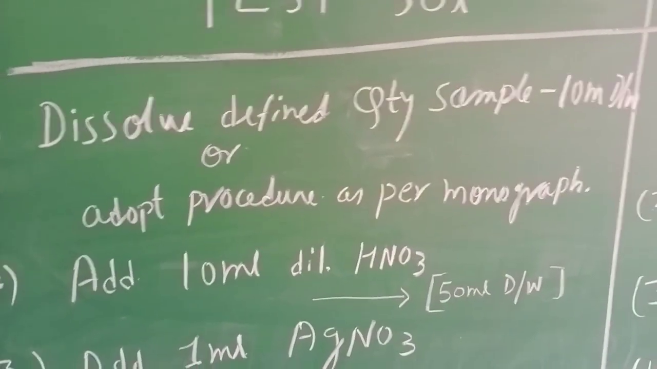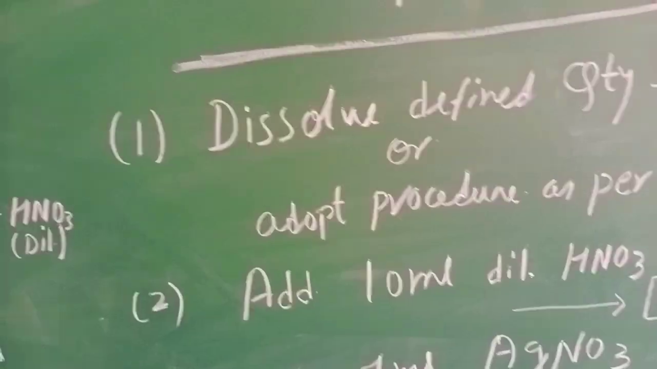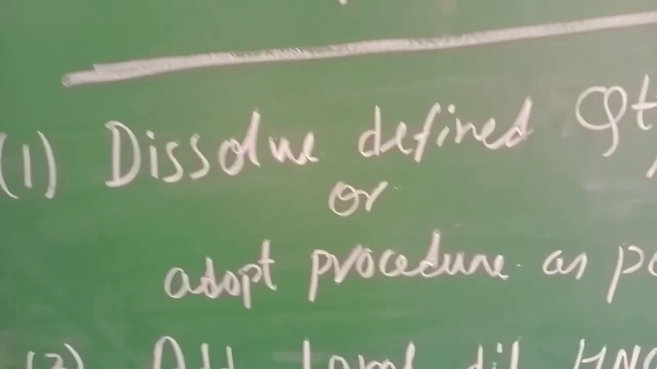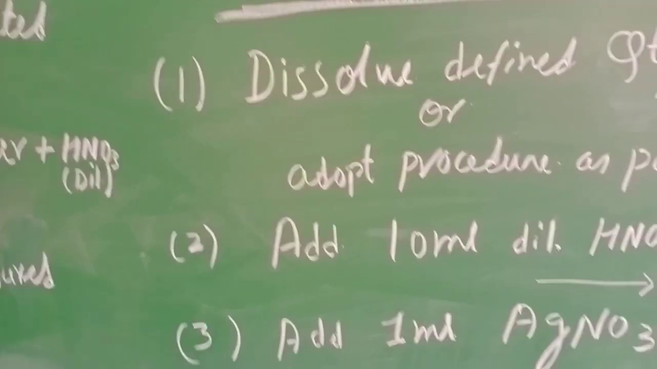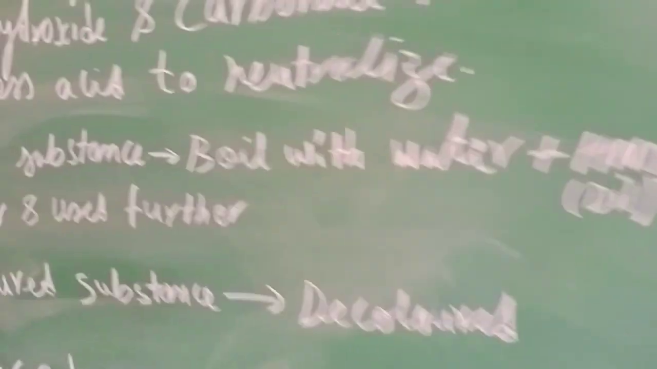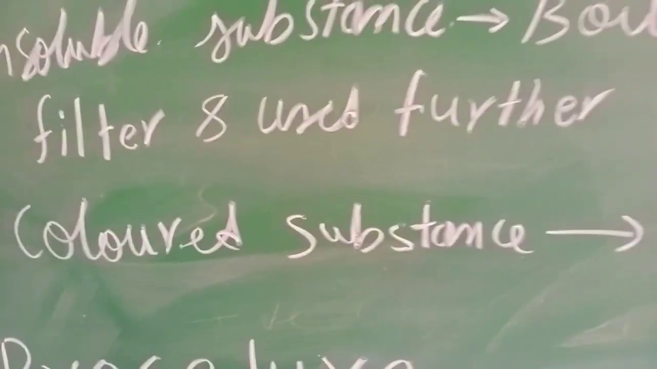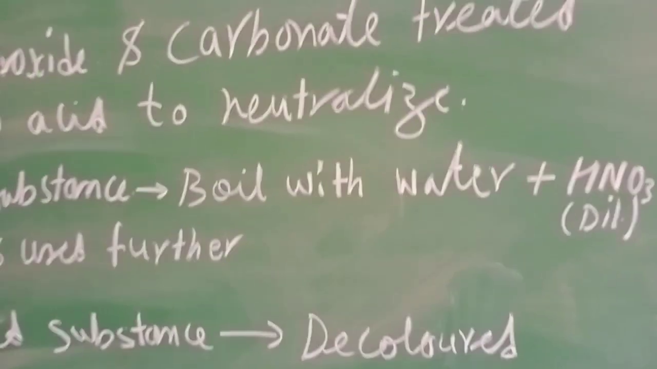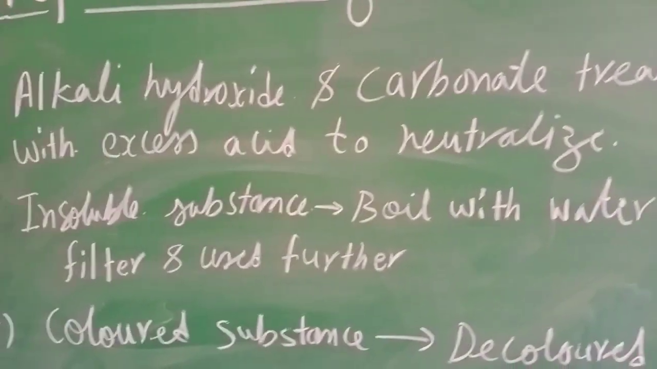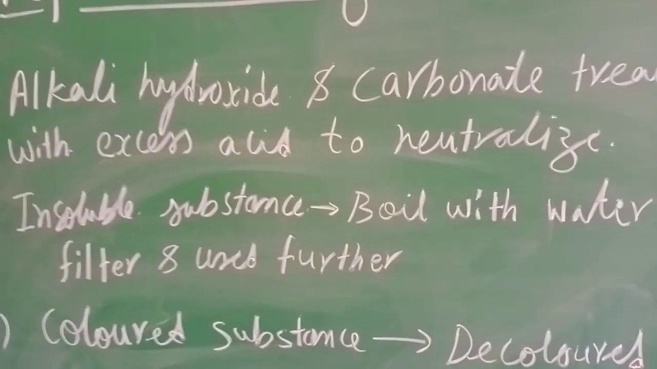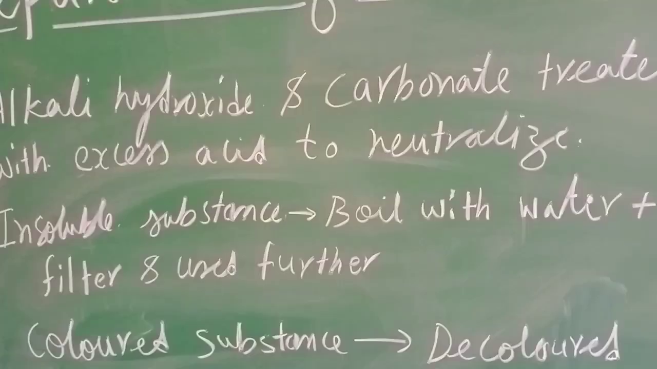However, if the sample has any such problem, that is, it is a carbonate, it is an alkali hydroxide, or it is insoluble in water, or it is a colored one, then in all such cases the sample must be pre-treated as per the procedure given, or it must be prepared as per the method which I discussed earlier.